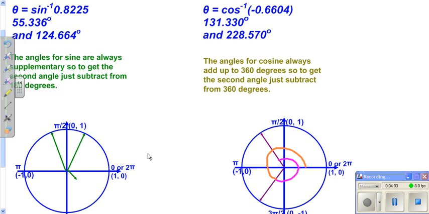When you are dealing with cosine, you always want to subtract your angle from 360. When you're dealing with sine, you get your second angle, it's always supplementary, so you subtract from 180.